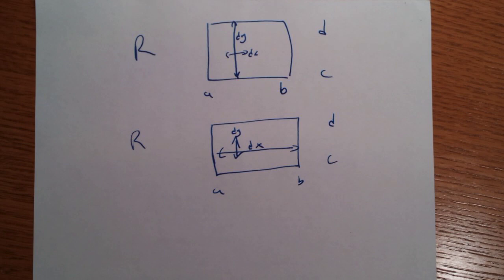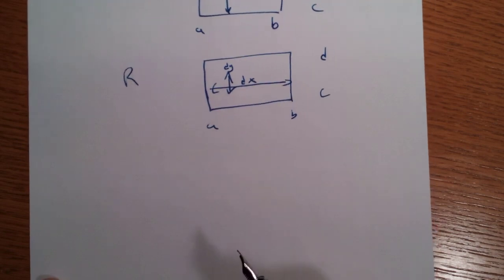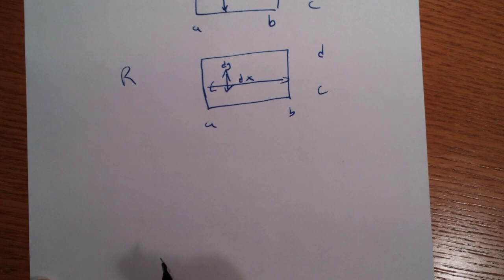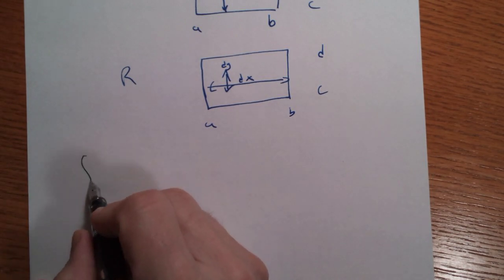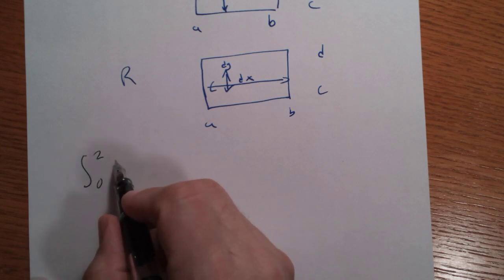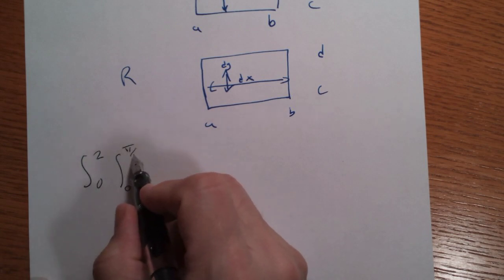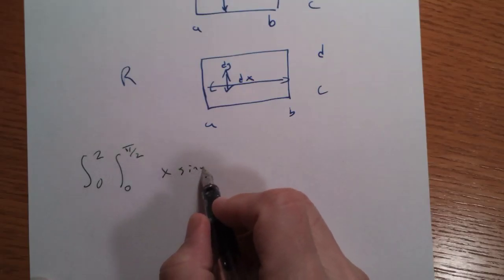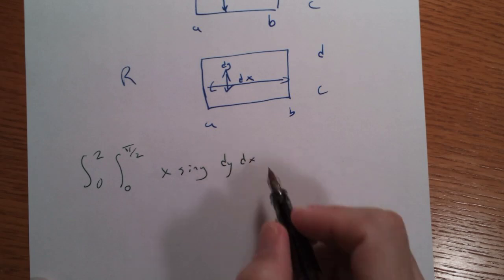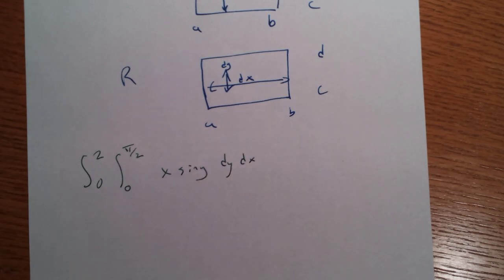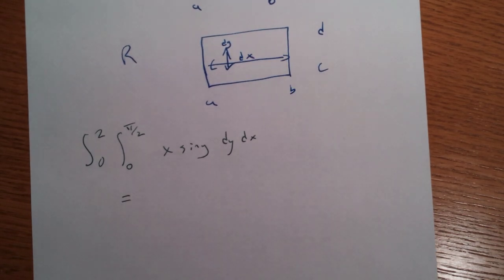So let's actually do a problem using Fubini's theorem from start to finish. I'm going to do the integral from 0 to 2, integral from 0 to pi over 2, x sine y dy dx. Now this means to start with, I am treating y as my variable, so x is a constant. Okay, so I'm going to do the integral of sine of y. The integral of sine of y is minus cosine y. But don't forget the x.